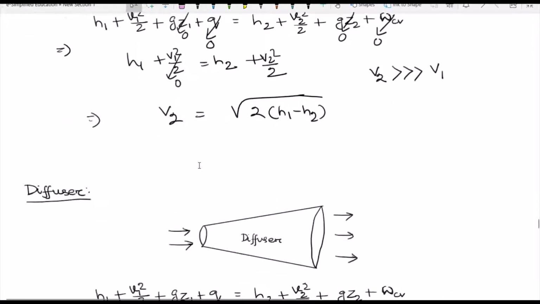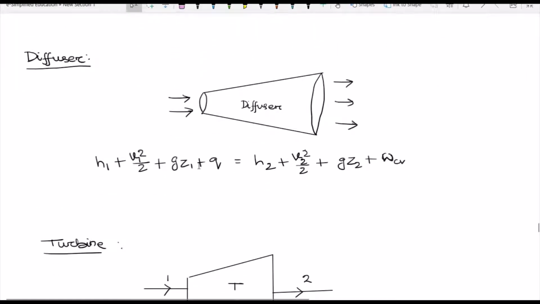Next, coming to the diffuser. The diffuser behaves exactly opposite to the nozzle. Potential energy is 0, work transfer is also 0, and the velocity at the inlet is higher than the velocity at the outlet, so v2 will be 0. So I can write v1 equal to root over 2 into (h2 minus h1). This is in the case of a diffuser.